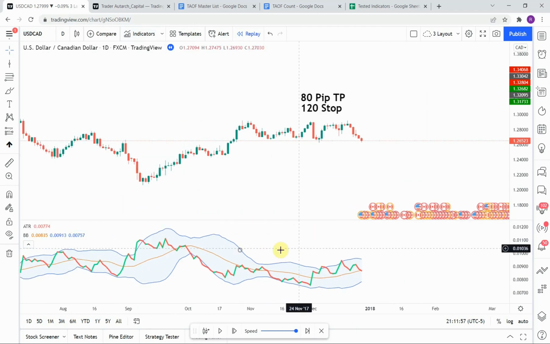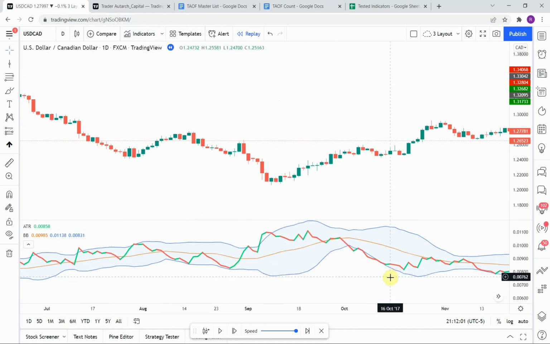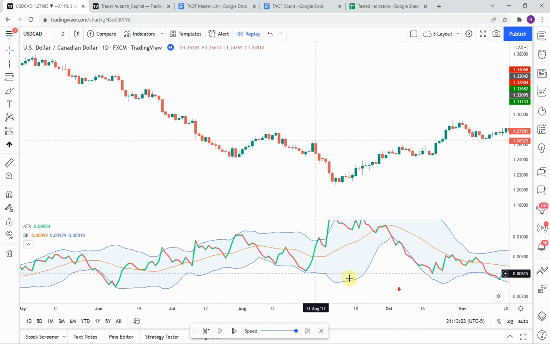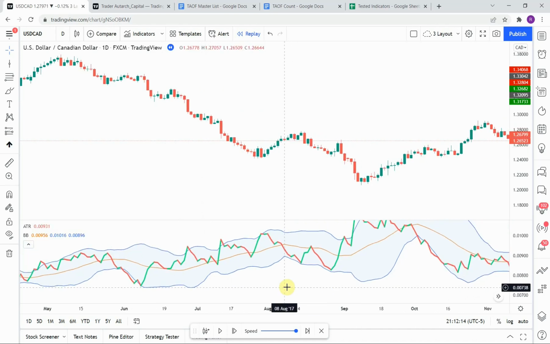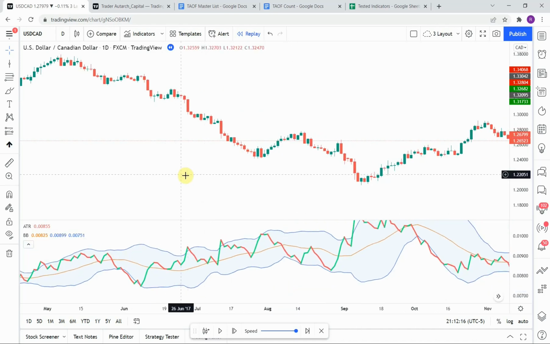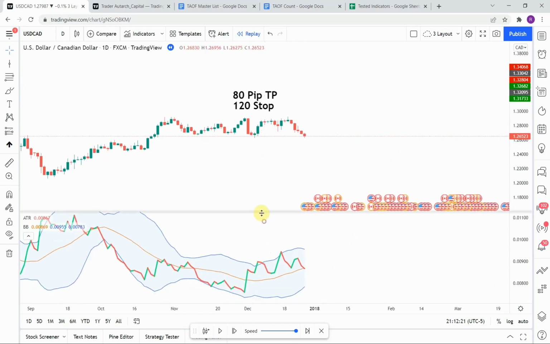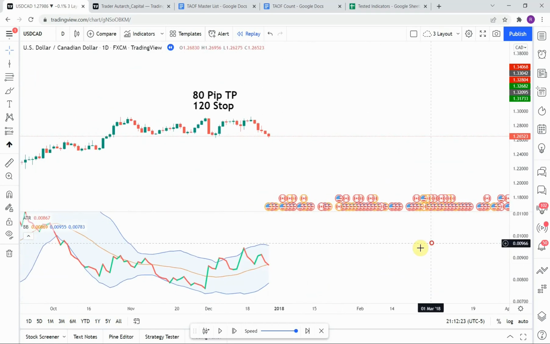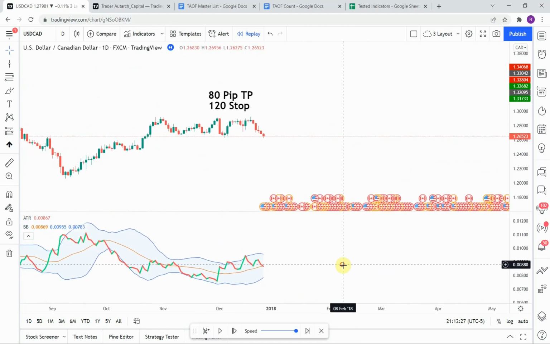And so what are we looking for? Well, what we are going to look for is when we get a breakout of the Bollinger Band, either to the upside or the downside. If we get a breakout to the downside and the ATR is red, then we are going to go short. If we get a breakout to the upside and the ATR is green, then we are going to go long. So that's kind of the setup. Let's go ahead and play around with this, see what we can get out of it, see if we can come up with something interesting.